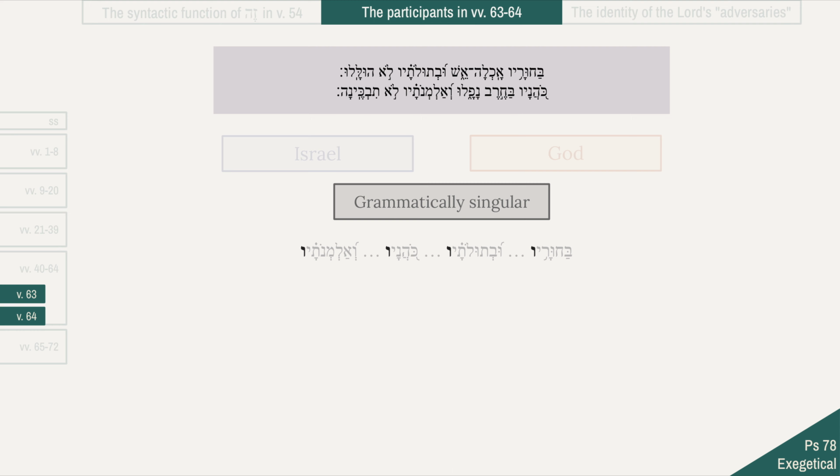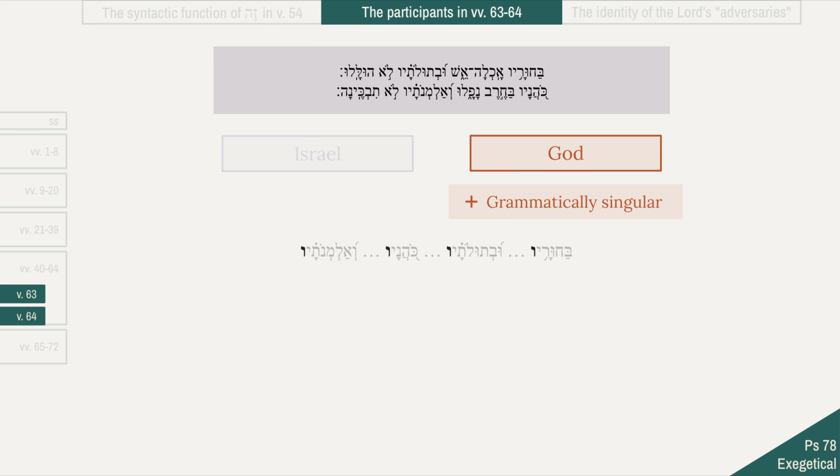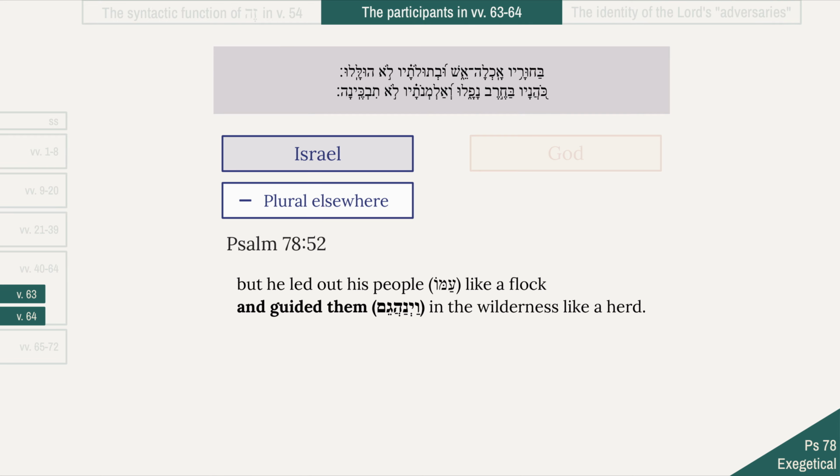Bachurav, uvetulotav, kohanav, va'almanotav, all third-person singular pronouns. And the fact that the pronouns are singular is one good reason to think that they refer to the Lord, his young men, his priests, as the CEB has it. Throughout the rest of the psalm, Israel is consistently referred to with plural pronouns. To give just one example, verse 52 says, "He led out his people like a flock and guided them in the wilderness like a herd."